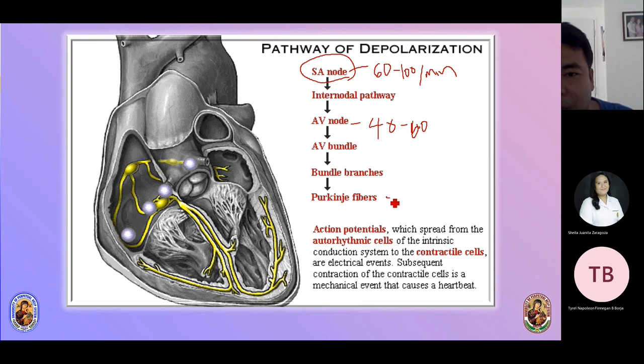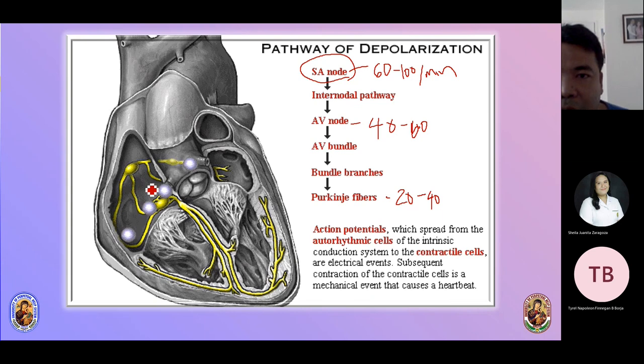Tapos si Purkinje, 20 to 40 lang. At dahil mabagal nga sila, before they can generate their own action potential, the action potential traveling from the SA node has already arrived, kasi mas mabilis si SA node, 60 to 100. So, they are not given a chance to generate their own action potential because they are much slower than the SA node. And that is also the reason why the normal heart rate ranges from 60 to 100 beats per minute. It's because it is set by the SA node.